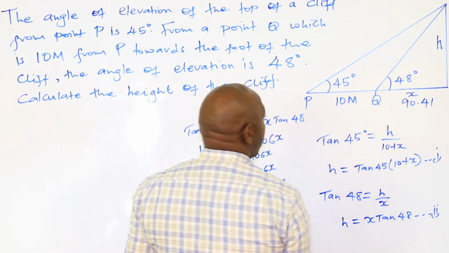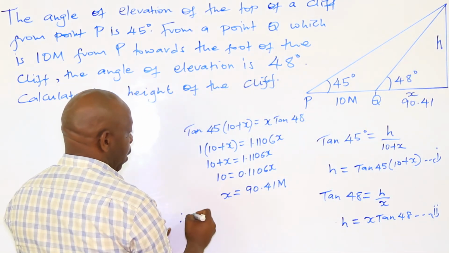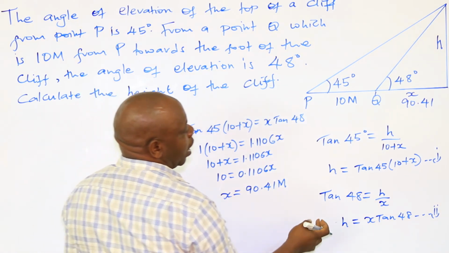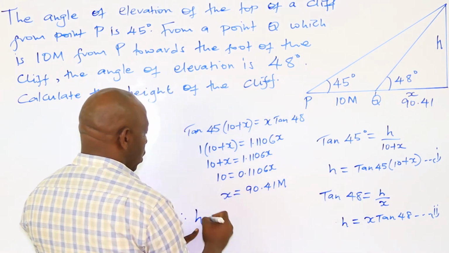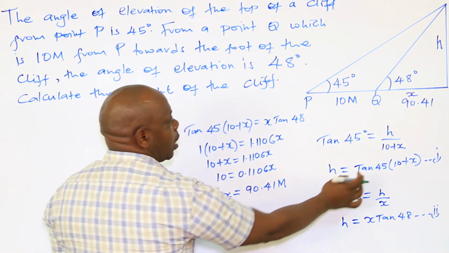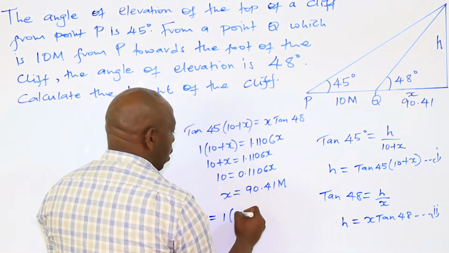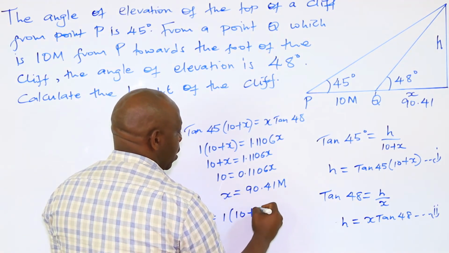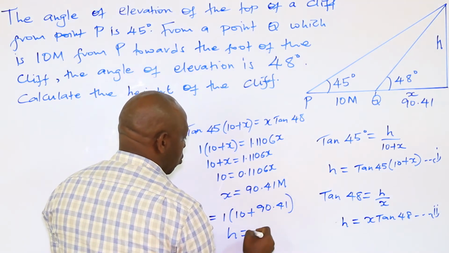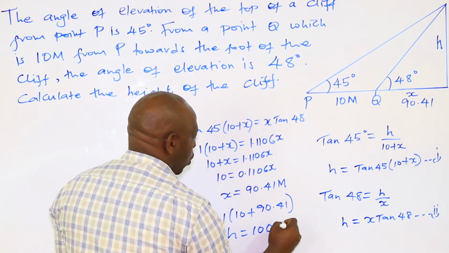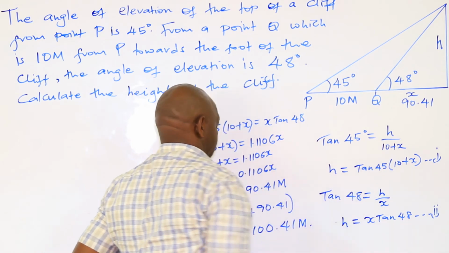90.41. But the question is, find the height of the cliff. Therefore, to get the height, you can take any of the equation, either equation 1 or 2. Let's take equation 1. We have said height is equals to tan of 45, which is 1, times (10 plus x), which is 90.41, and therefore height is equals to 100.41 meters. That is the height of that cliff.